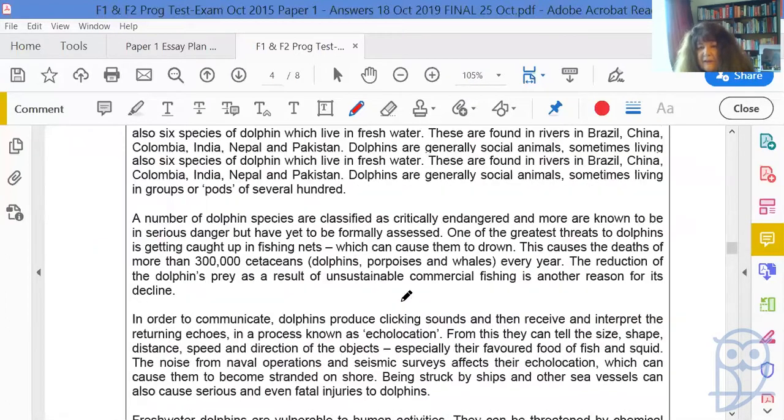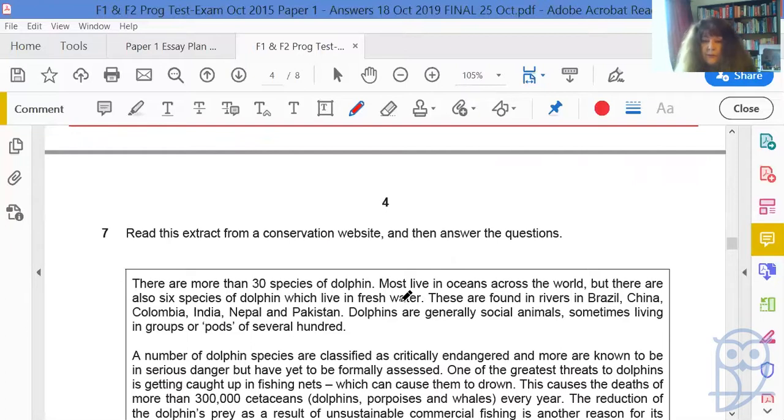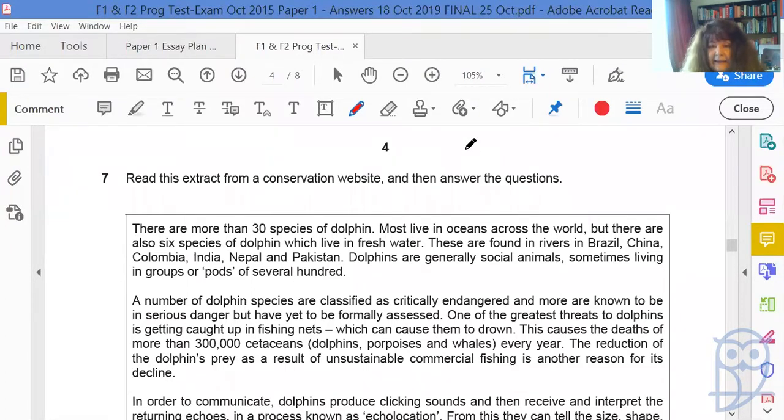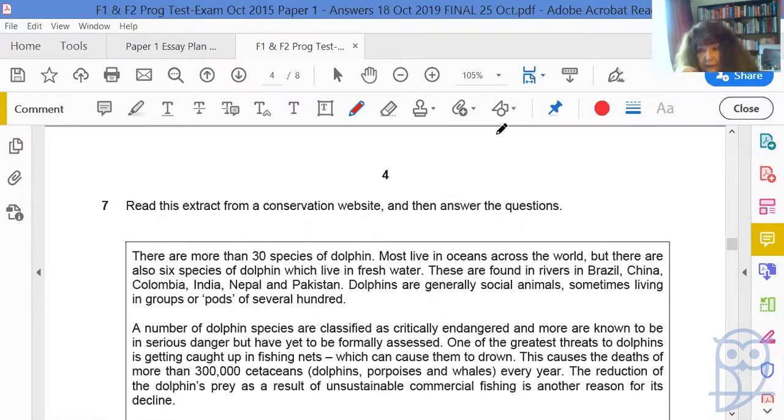Now, we started looking at this last week, but we ran out of time. So we're going to look at it again. And I'm afraid I'm going to be reading it to you, so pay attention for those that can't see the screen very well.